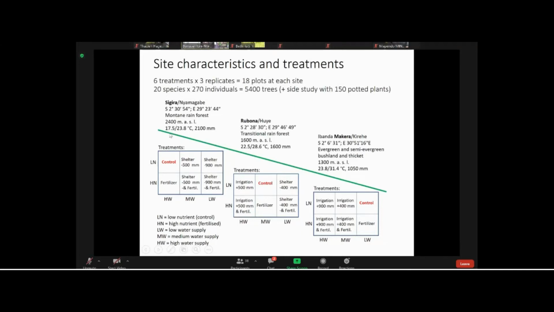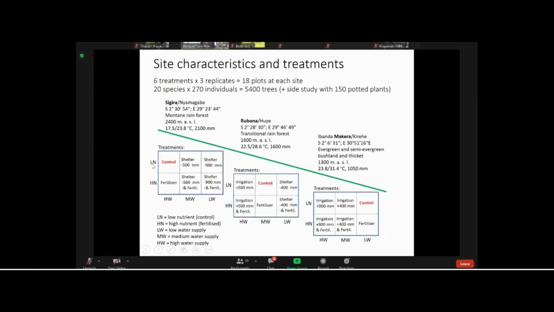elevation 1,400, and the temperature is between 17.5 and the high rainfall to 2,100 millimeters. And so each treatment has a 3 duplicate, 6 treatment, and together it has 18 plot, 18 subplot, sorry.